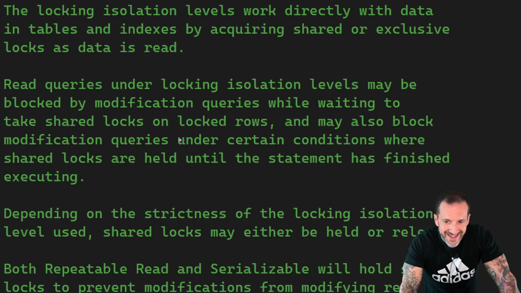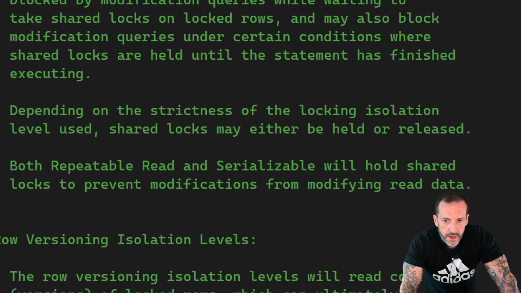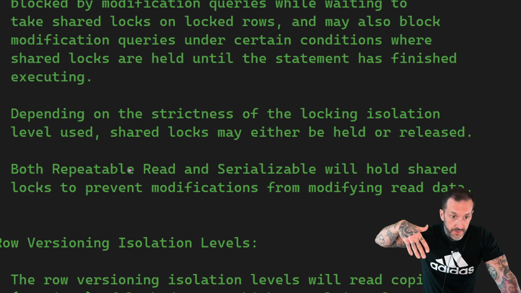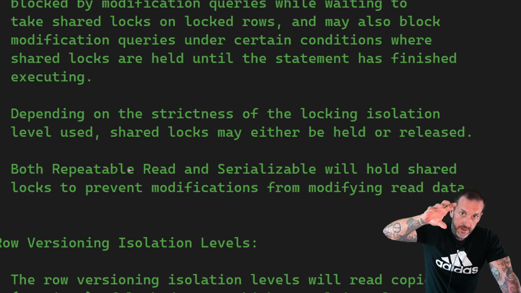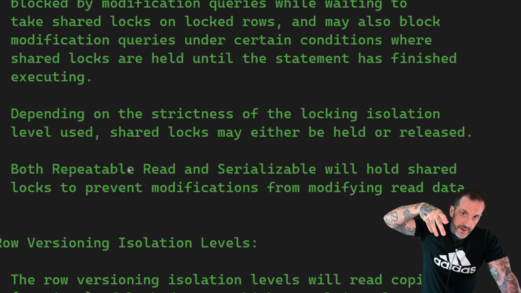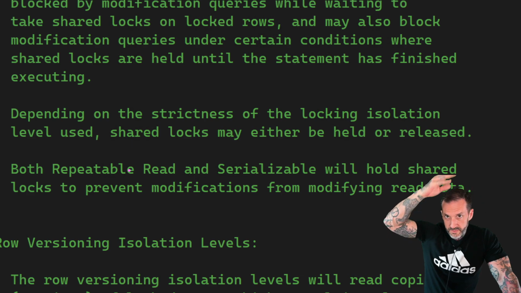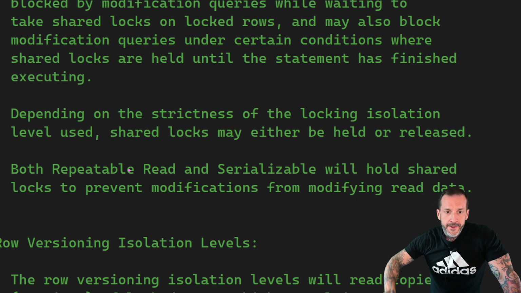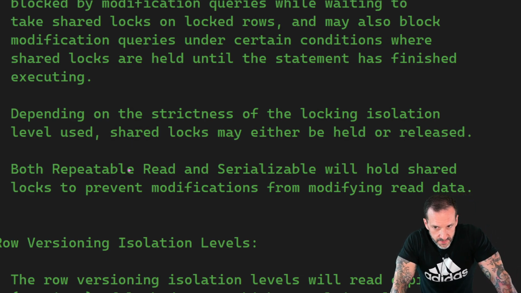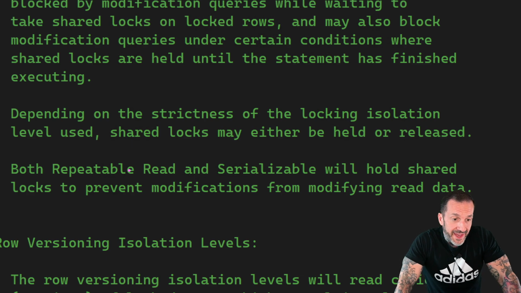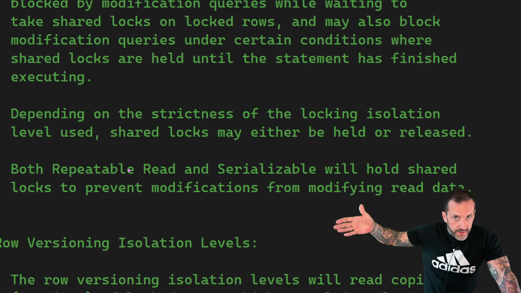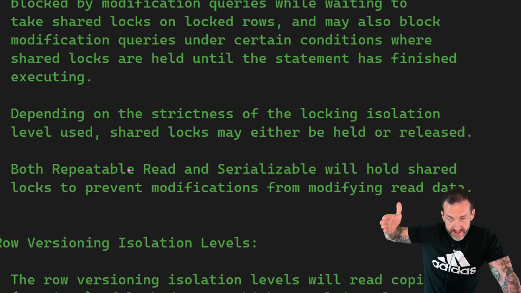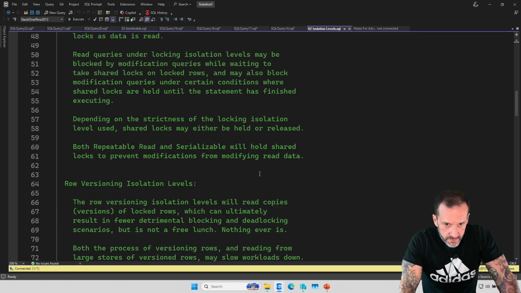Depending on the strictness of the locking isolation level, shared locks may either be held until the statement is finished or very quickly released, because like read committed, you're just kind of chewing along. You take your little shared lock, you get whatever data you need, whether it's rows or pages, and then you let that shared lock go and carry on. Both repeatable read and serializable will hold those shared locks to prevent modifications from changing data that they have already read. That doesn't mean they're looking forward and jumping ahead to take locks, but as they read data, that's when it all goes down.